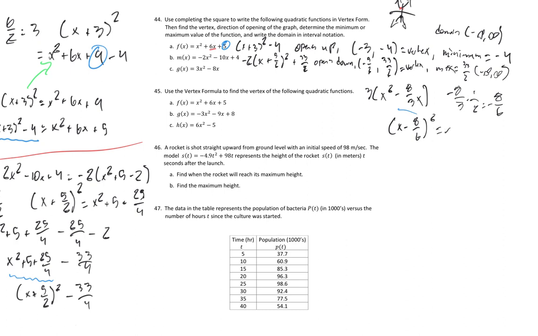Because then what would that give us? That would give us x squared minus 8 over 3 x plus 64 over 36. So we would just need to take away 64 over 36 here, which I think simplifies just a little bit. Let's see.